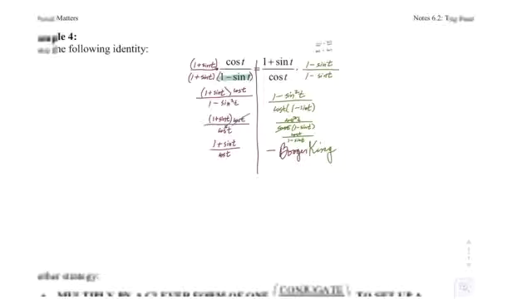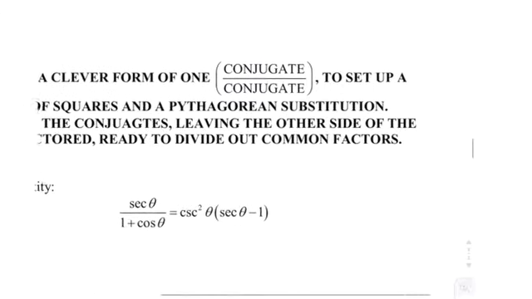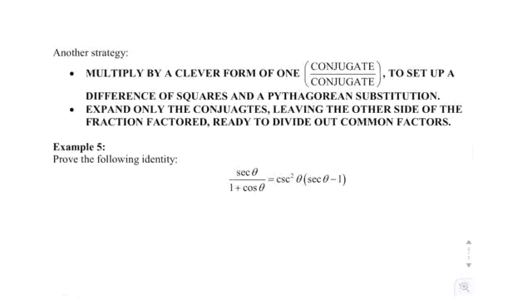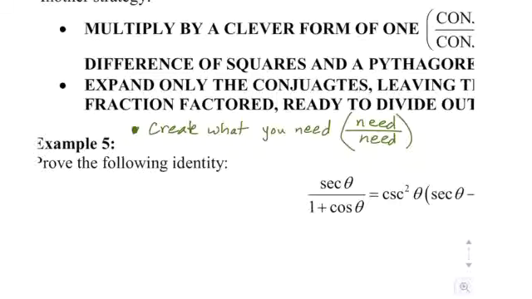Another strategy. Multiply by a clever form of 1. Conjugate over the conjugate. If you ever see 1 plus or minus any trig function, or a trig function plus or minus 1, multiply by the conjugate over the conjugate to set up, like I said, a difference of squares and then a Pythagorean substitution. When you do that, expand the conjugates, but leave the other side factored. Okay, so something divides out. And let's go ahead and add this other strategy here. Create what you need. And I'll just say what you need divided by what you need. Okay, it has to be equal to 1.